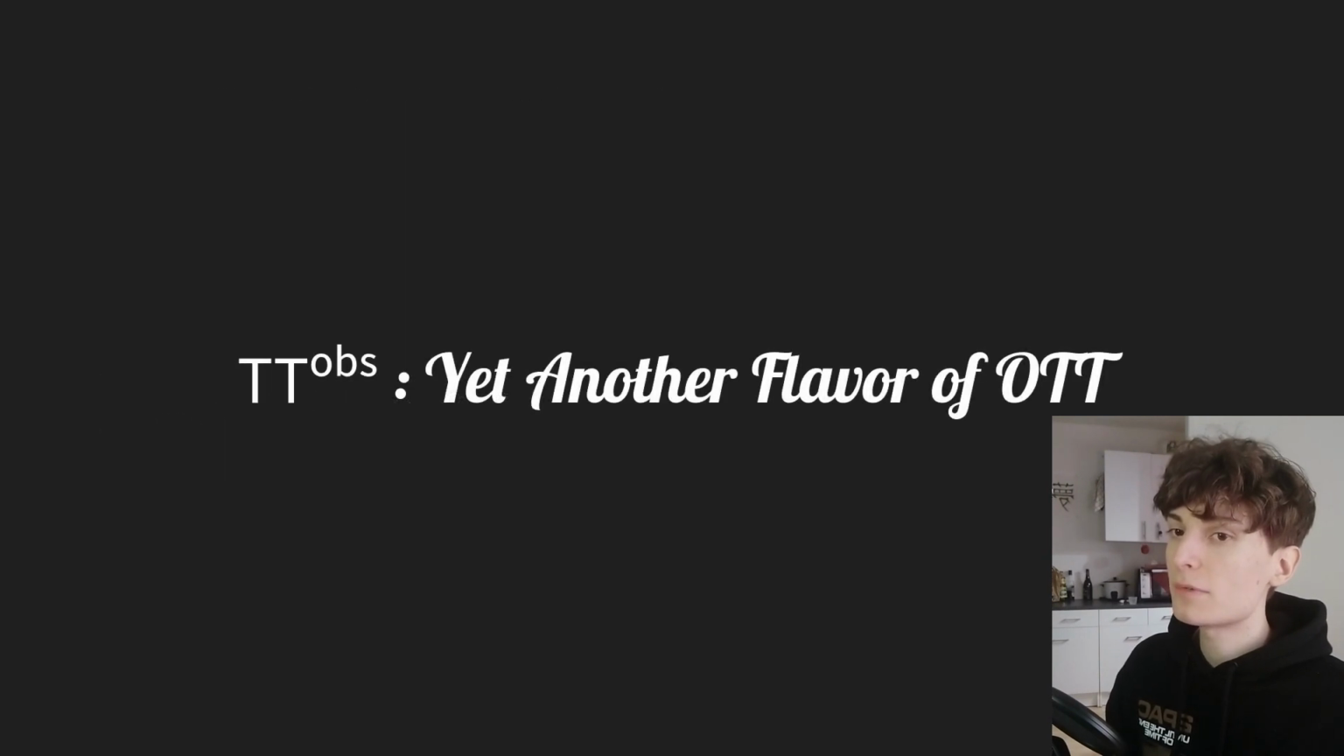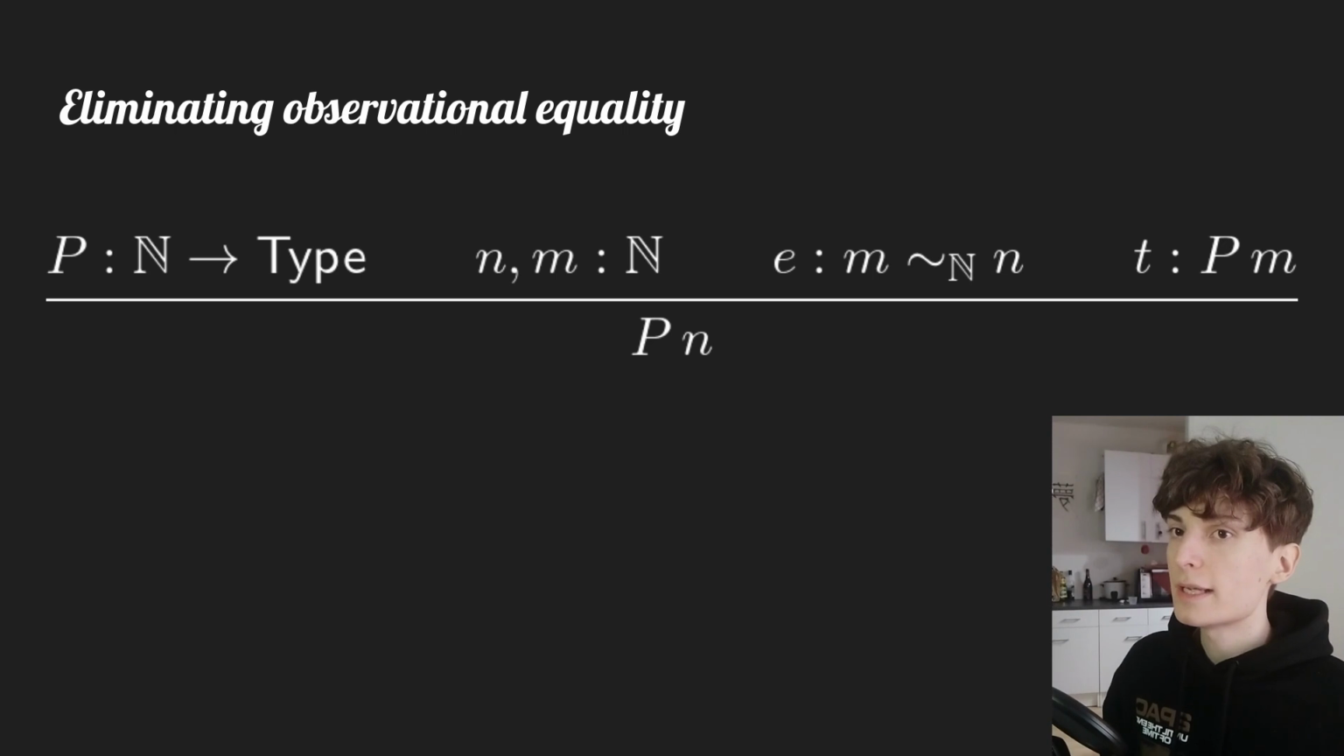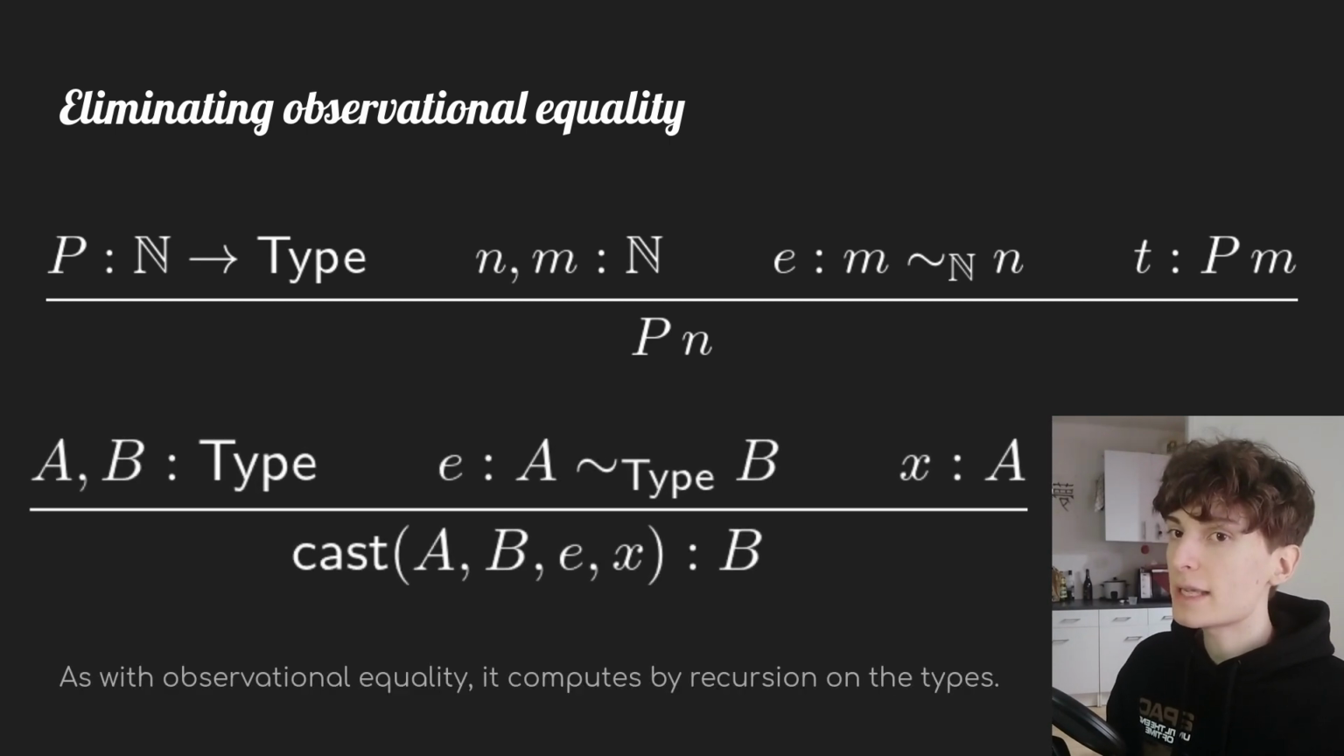Now, we will define our flavor of observational type theory as a simple extension of MLTT. The first cornerstone is elimination of the observational equality. Since it is not a data type, you cannot reason by pattern matching on it anymore. So how do we prove P of n if we know that n is observationally equal to m and we have P of m? Well, the answer is typecasting. We introduce a new primitive to do coercions between two observationally equal types. Now we can get our proof.